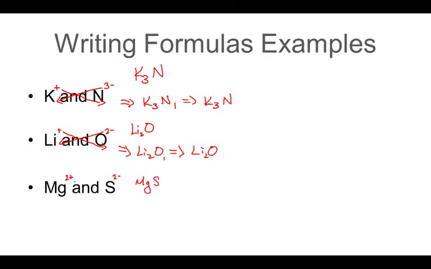Now, if you do crisscross method, if you bring the 2+ down here and the 2- down here, then you get Mg2S2. And now notice how both of these numbers can be divided by 2. You always want them to be the smallest whole number ratio. Well, this isn't the smallest whole number ratio, because you can divide them both by 2. So we'll divide them both by 2, and we get MgS. Notice how we get the same thing. Okay.